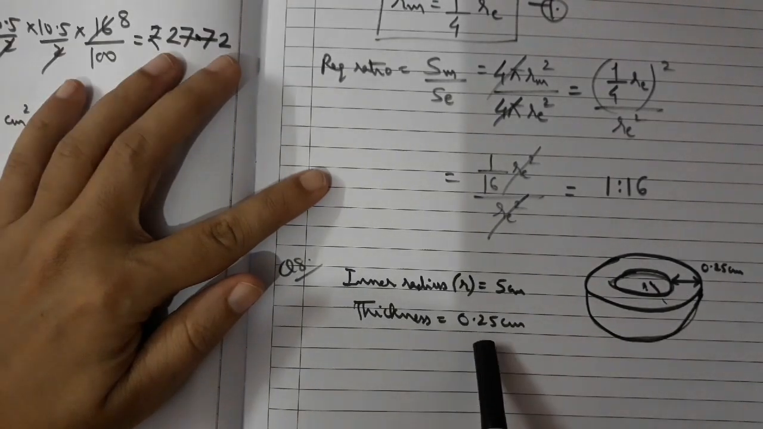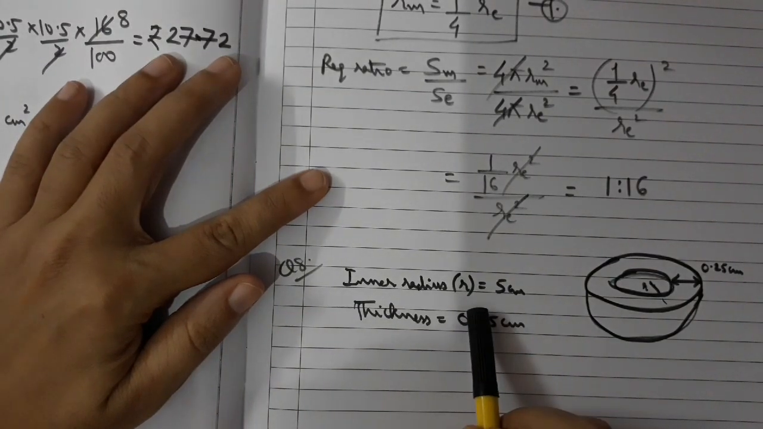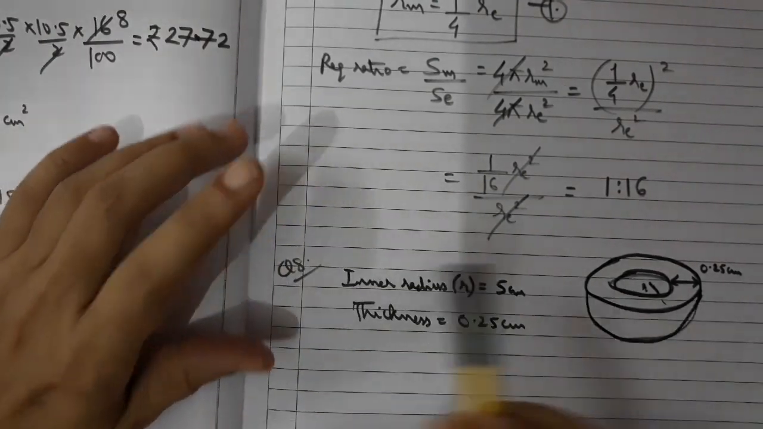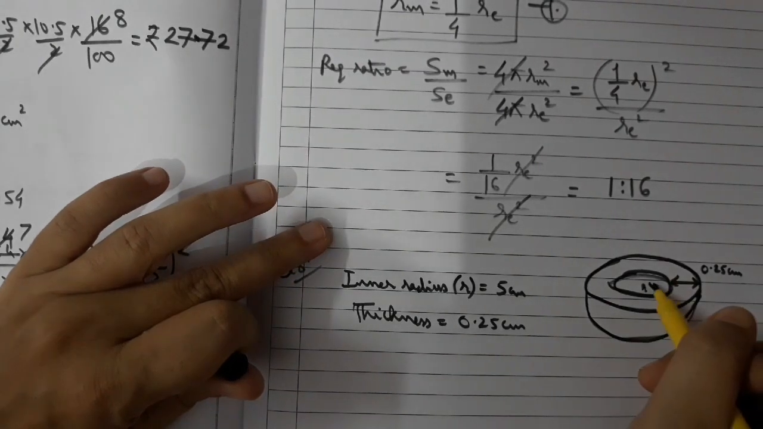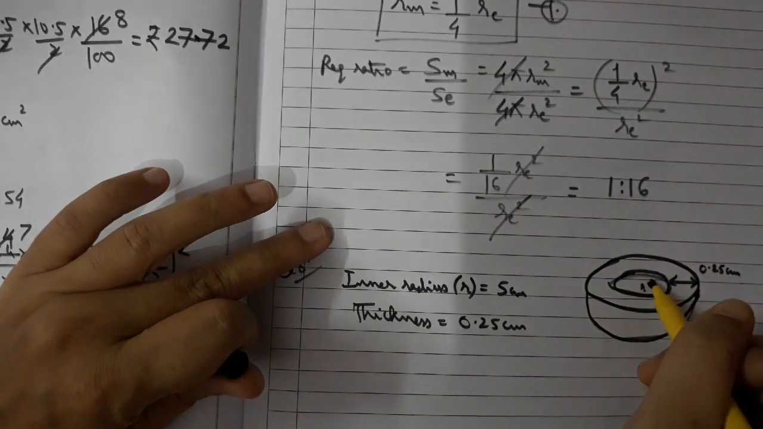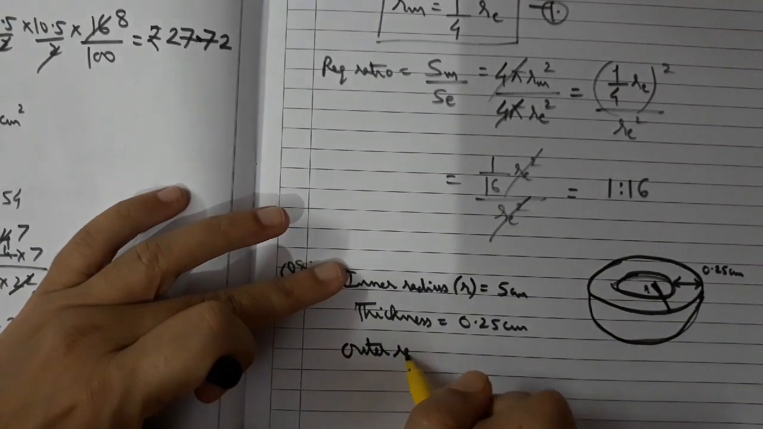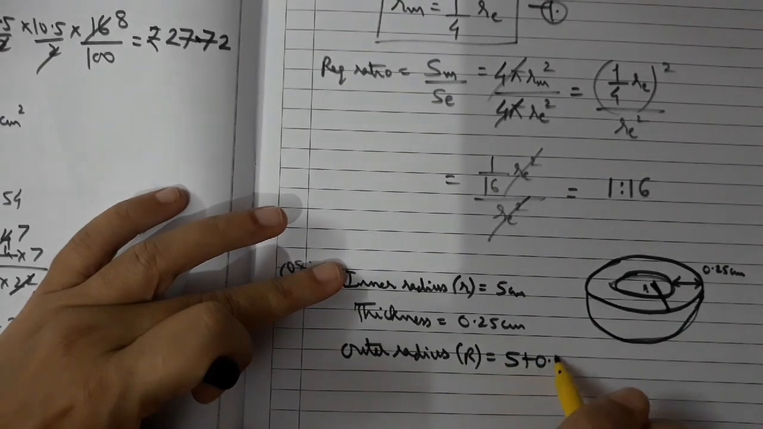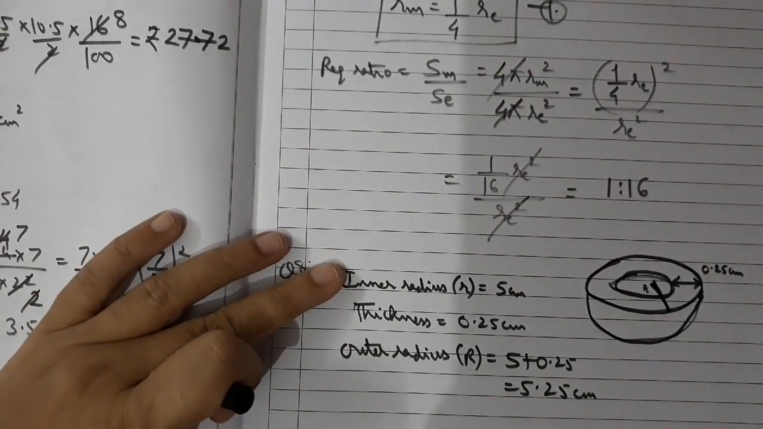Question number 8. A hemispherical bowl is made of steel 0.25 centimeters thick. So the thickness is given to us. The inner radius of the bowl is 5 centimeters. Now we have to calculate the outer curved surface area. So for the outer curved surface area we need the outer radius. Inner radius is given and thickness is given, so inner radius plus the thickness will give us the outer radius. So the outer radius, capital R, would be inner radius plus the thickness, which comes out to be 5.25 centimeters.